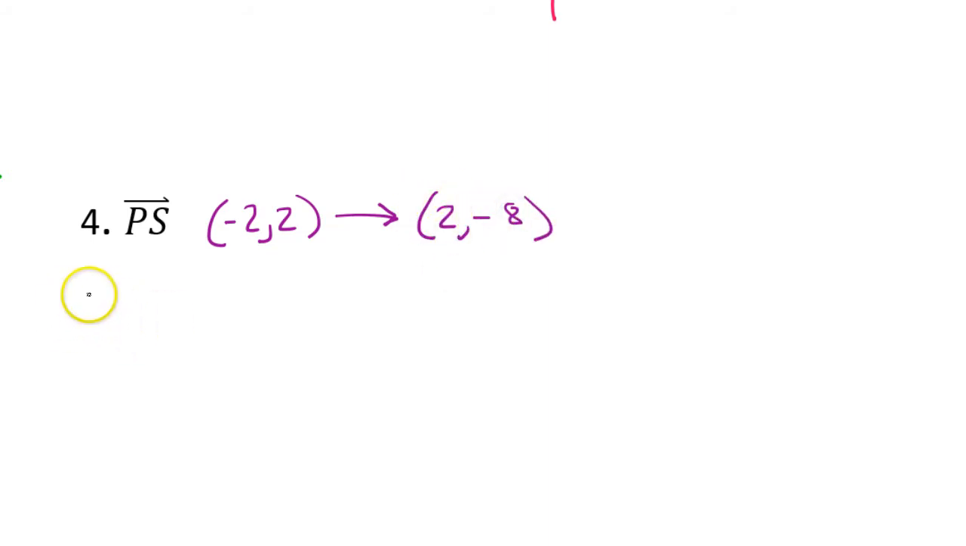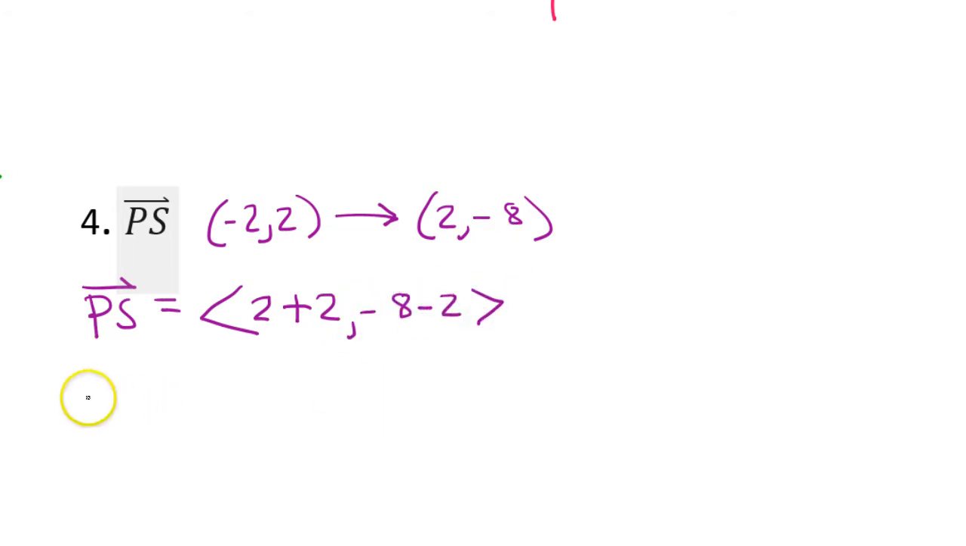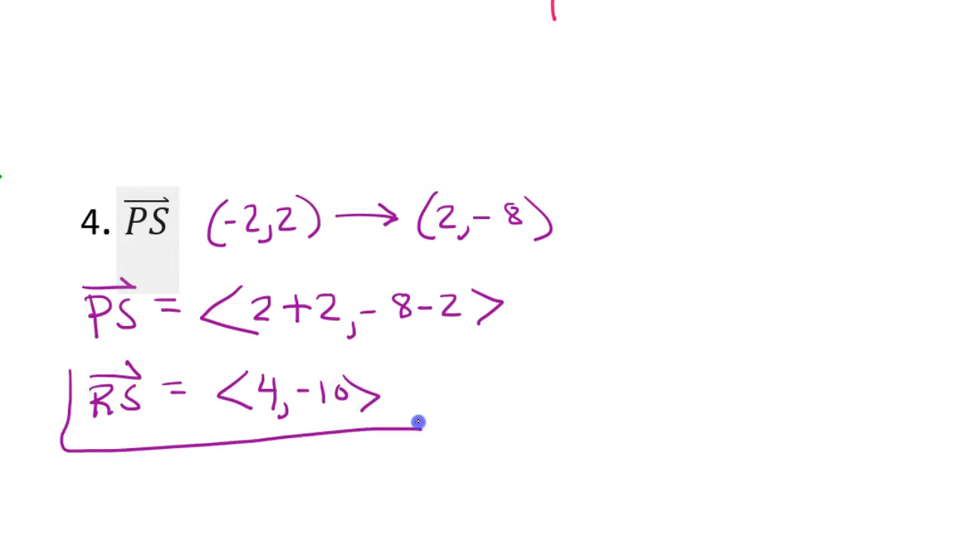Okay, so if I want to find my component form, I will do x2 minus x1. So that'll be 2 minus -2, which is 2 plus 2. And then I will do -8 minus 2. So that's going to be 4 comma negative 10. So there's my component form.